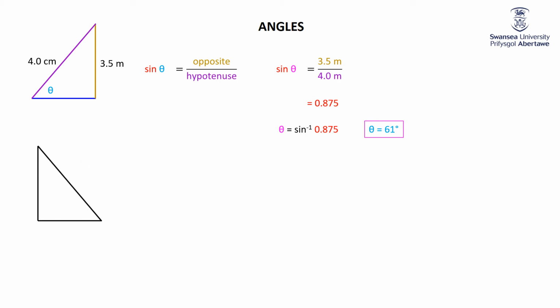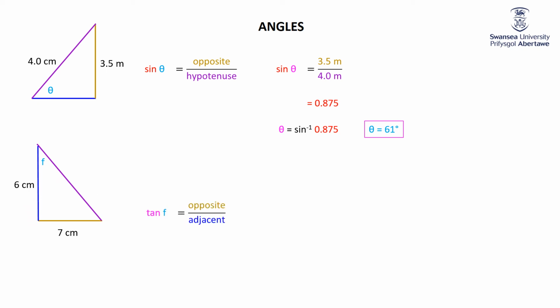Let's do another. Again, here's an angle F, just for fun. Let's make up some other numbers. And I've given you two lengths. Which lengths have I given you? Well, I've given you the opposite, which is 7, and the adjacent, which is 6.